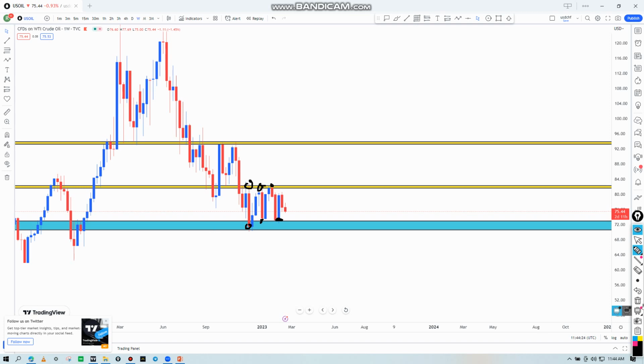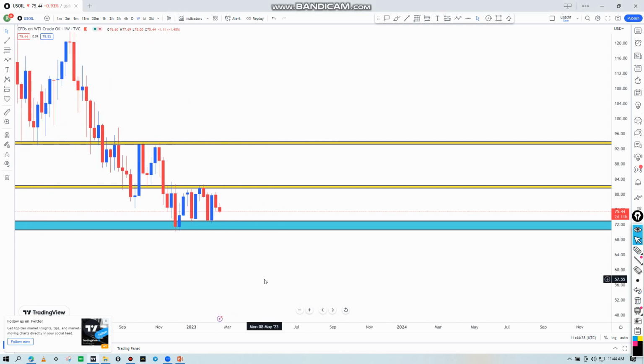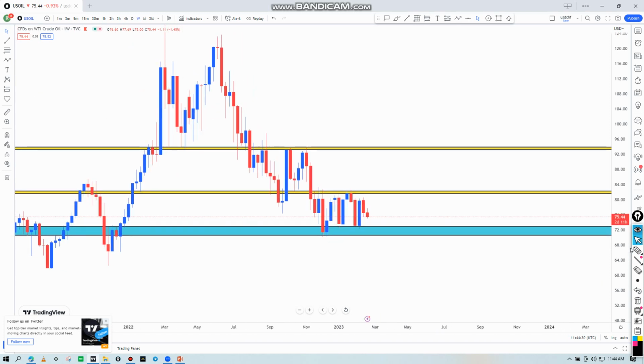So if you look closely at this weekly time frame, you can perfectly see that price is in some form of a range. Why? Because you have buyers on a horizontal level below and then sellers also on a horizontal level above. So this can be described as a range or a consolidation.